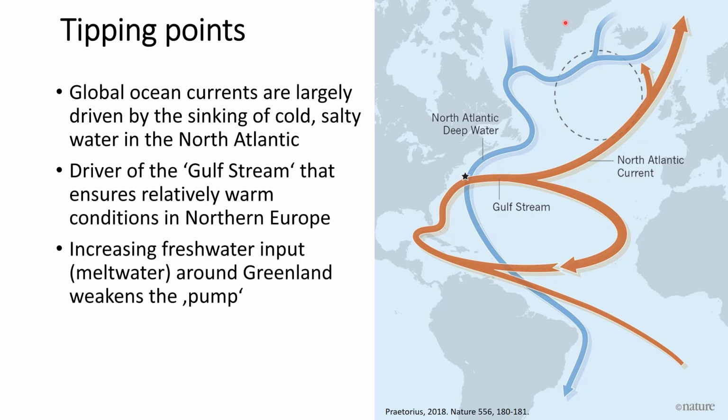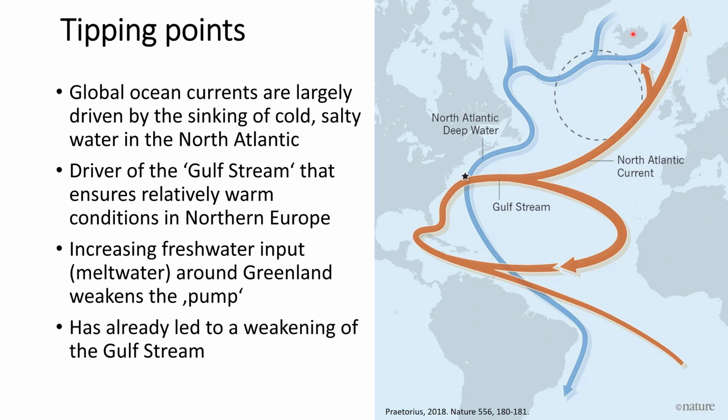After it's been ice, it has no more salt. So this is fresh water. The salt content goes down. The water gets less heavy, and this pump is slowed down. And it's called a tipping point because, first of all, it's already led to a weakening of the Gulf Stream that can already be observed.